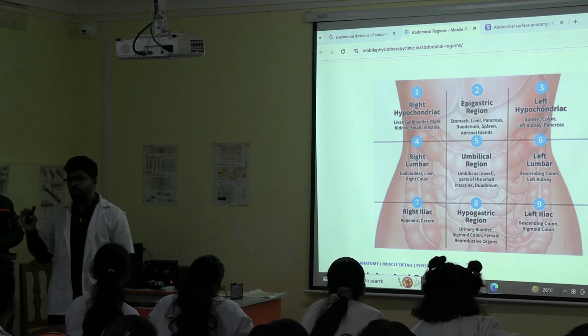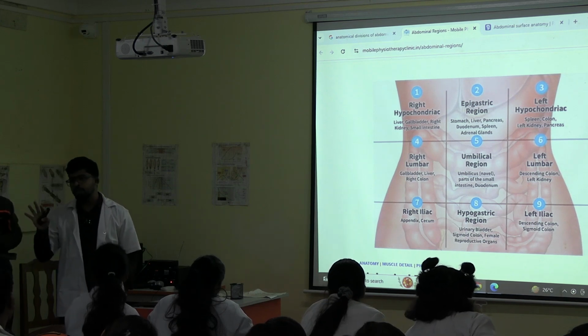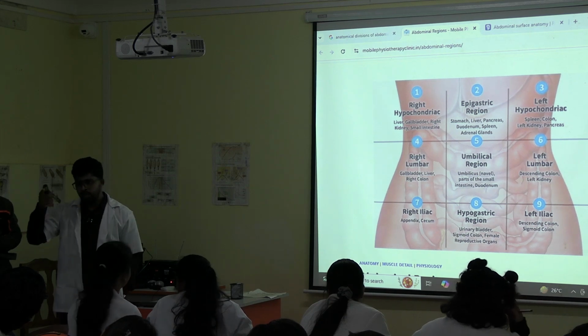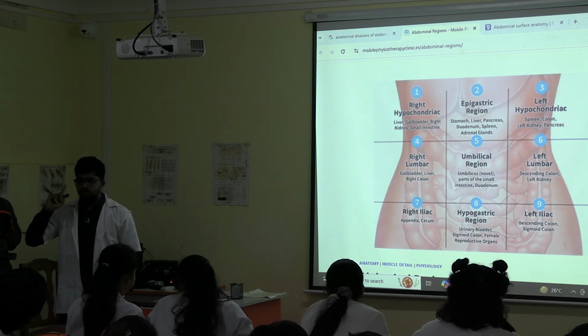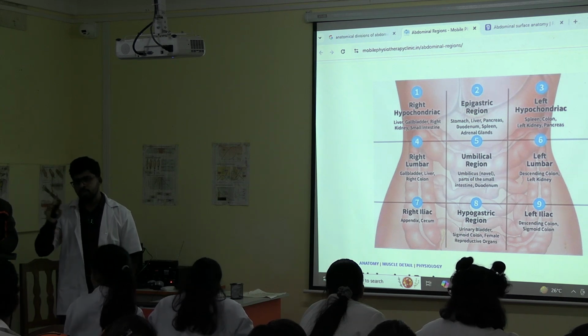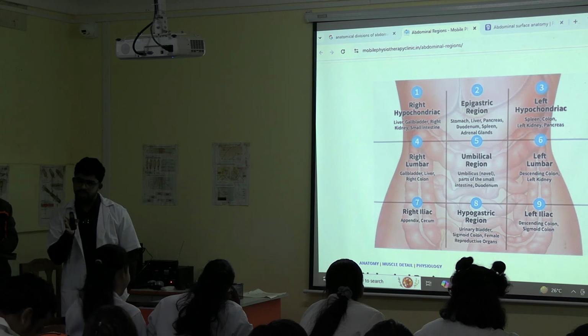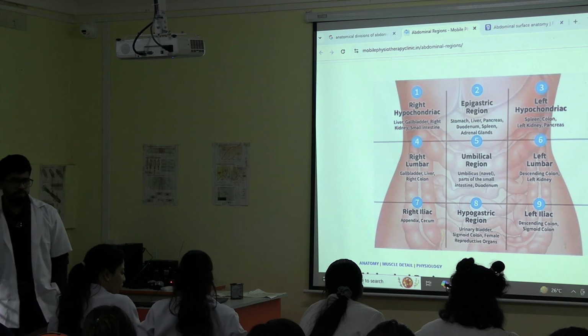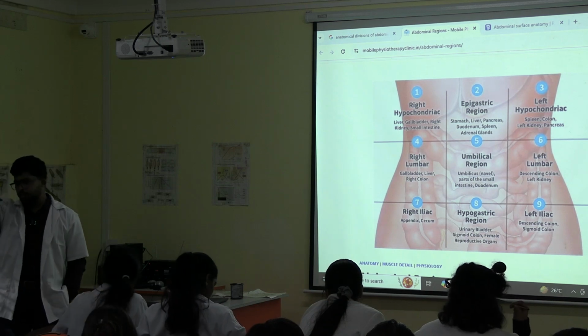Now we will be making 4 groups of 12 to 13 students each, and we will be demonstrating, taking one from each group as a volunteer. We will be demonstrating starting from the history to general physical examination to examination of the abdomen. So we will ask you to go to the clinical physiology room.